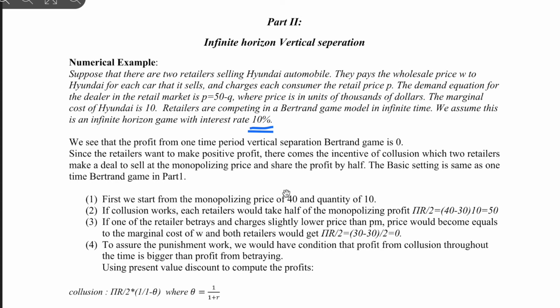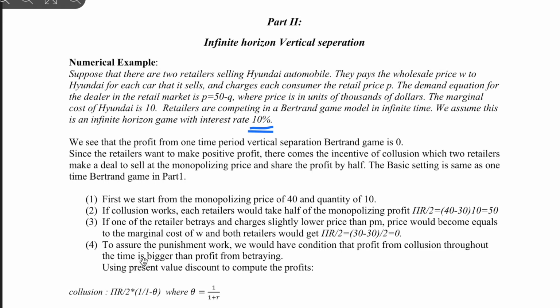So how do we get it? Second, if collusion works, each retailer would take half of the monopolizing profit. Third, if one of the retailers betrays and charges a slightly lower price than the monopolizing price, the price would become equal to the marginal cost of W, and both retailers would get zero profit. Fourth, to assure the punishment works, we need a condition that the profit from the collusion throughout the time is bigger than the profit from betraying.